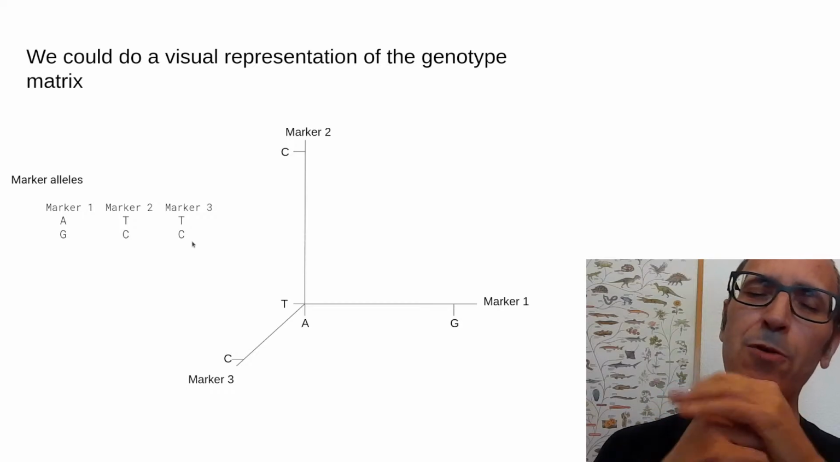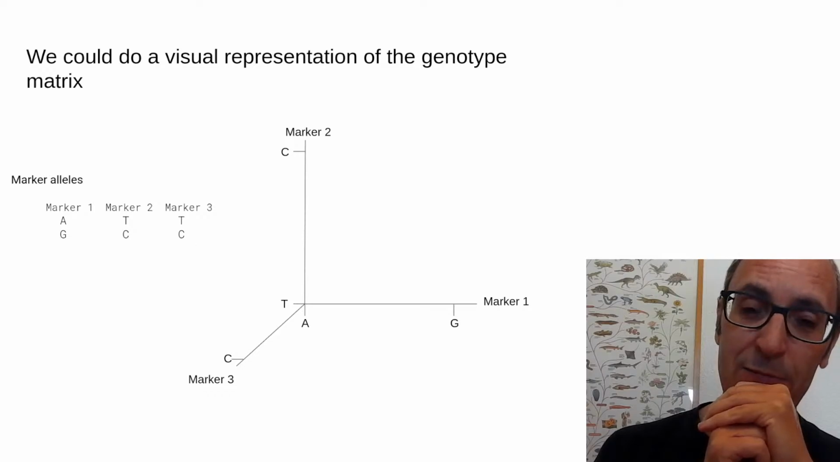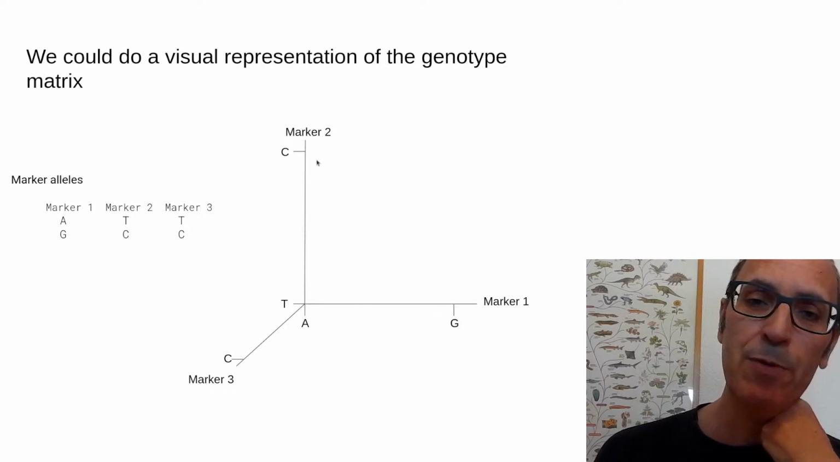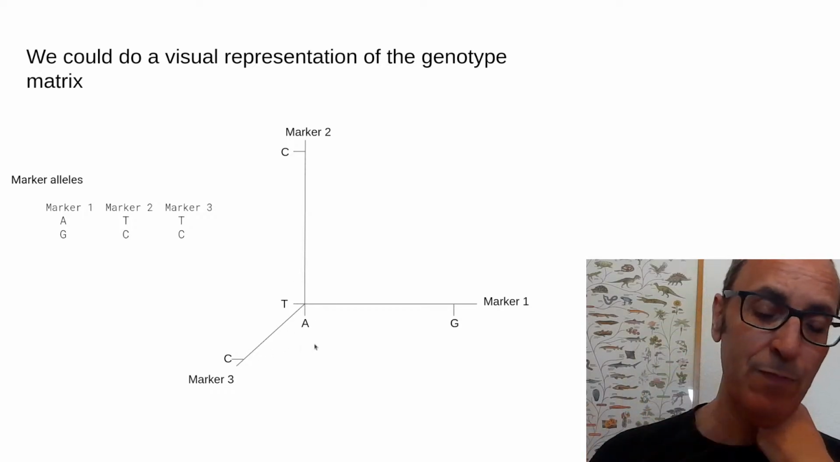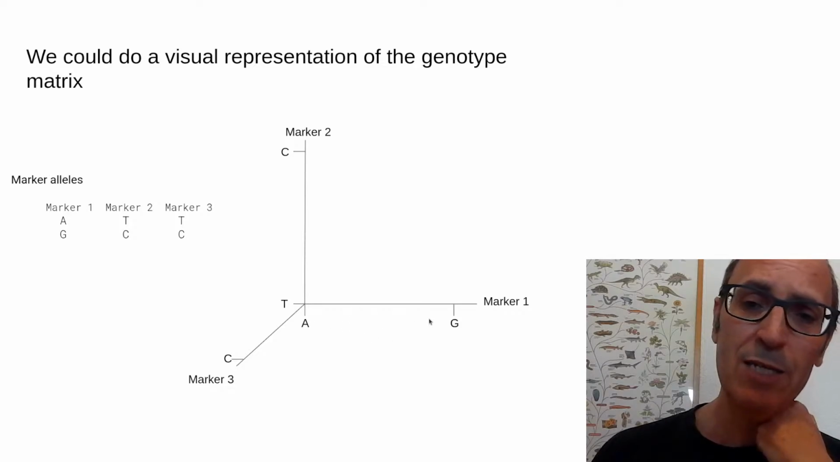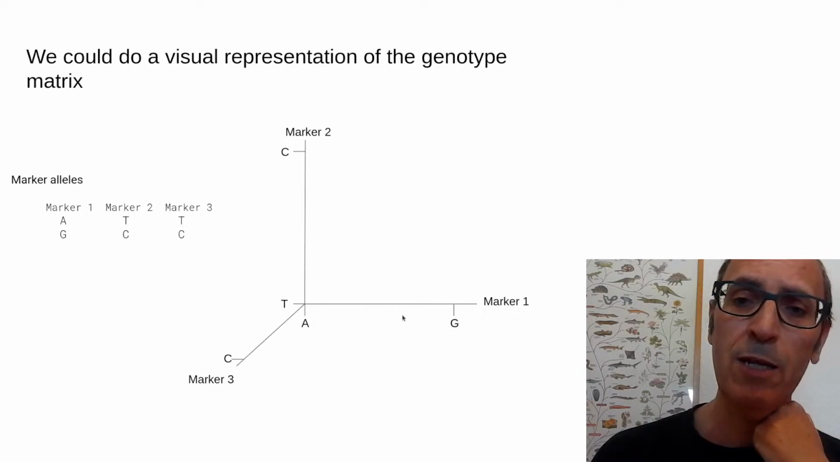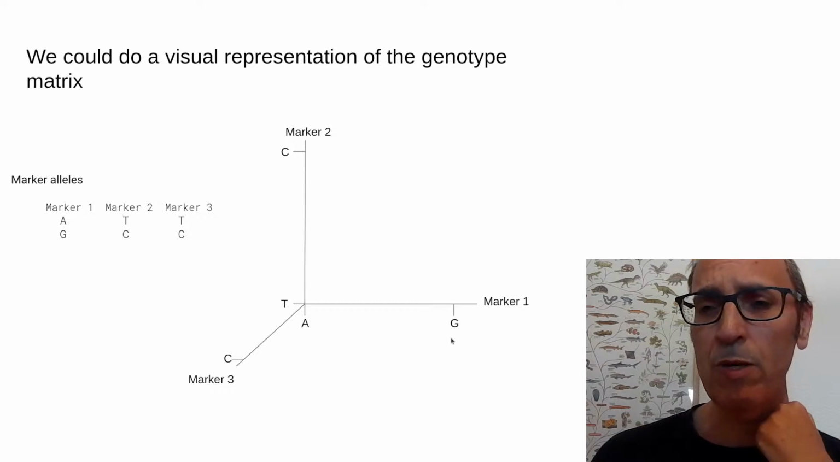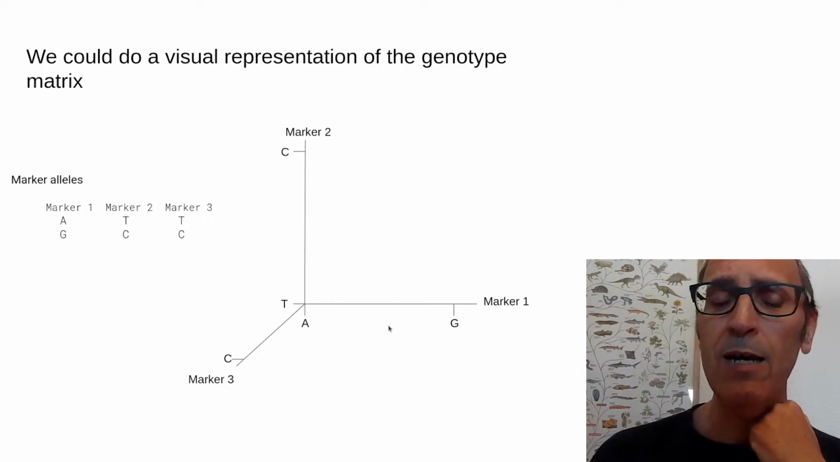One thing that we could do is create a space in which each axis corresponds to a marker. So here we have 3 markers. We create a space with 3 axes. And on each axis, we represent whether the individual is homozygous for one allele, homozygous for the other allele, or heterozygous, which we put in the middle. Homozygous for one allele will be 0, homozygous for the other allele is usually coded as 2, and heterozygous for the 2 alleles will be coded as 1.